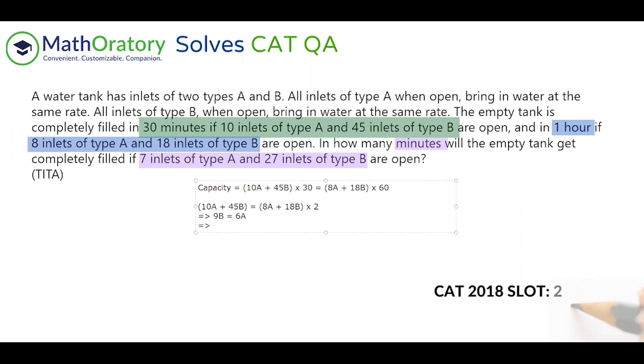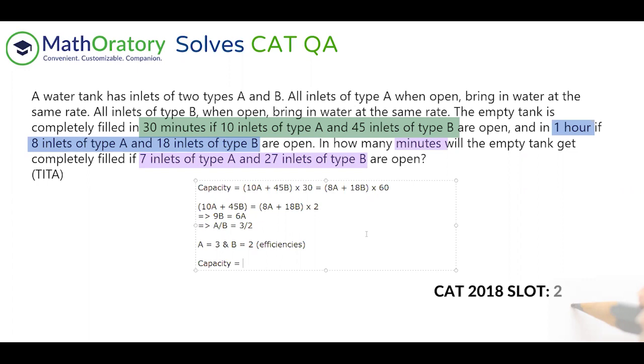So we get the efficiency ratio, and as I've recommended in our classes also, in these cases just assume the efficiencies to be 3 and 2. A by B is 3 by 2. So just assume that A is equal to 3 and B is equal to 2. These are the efficiencies of A and B respectively. Once you know this, you can figure out the capacity in terms of these efficiencies. Just use either one of the above two, since both indicate the capacity.